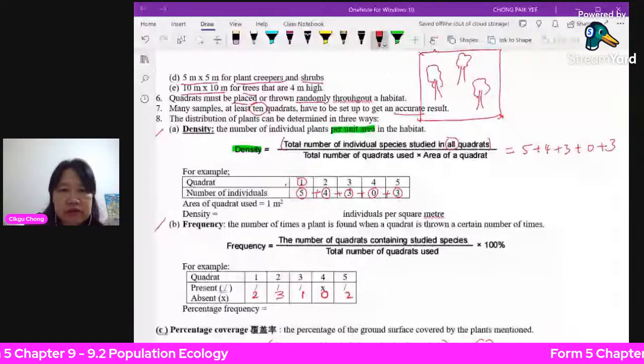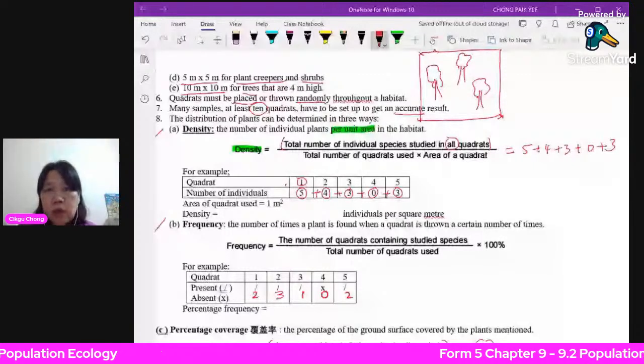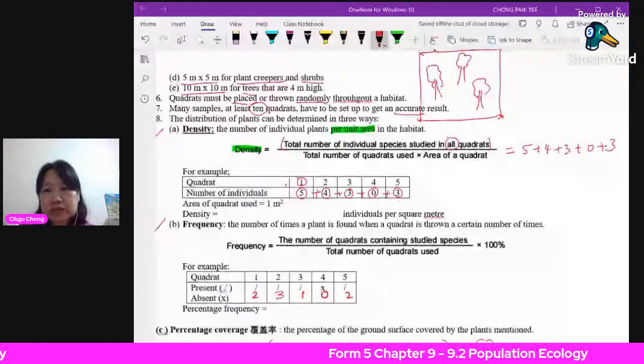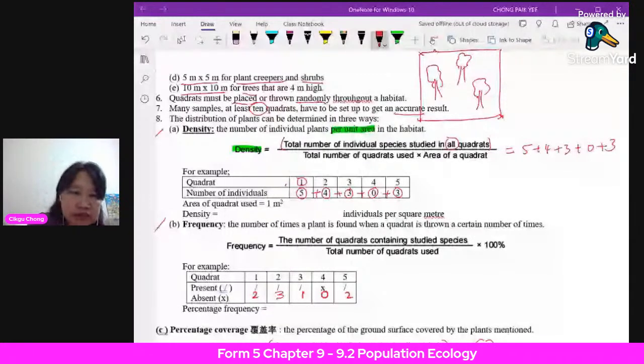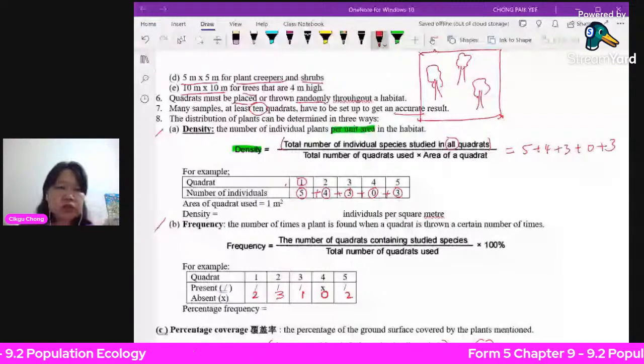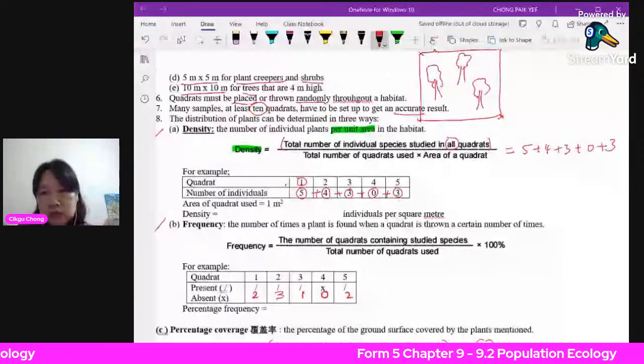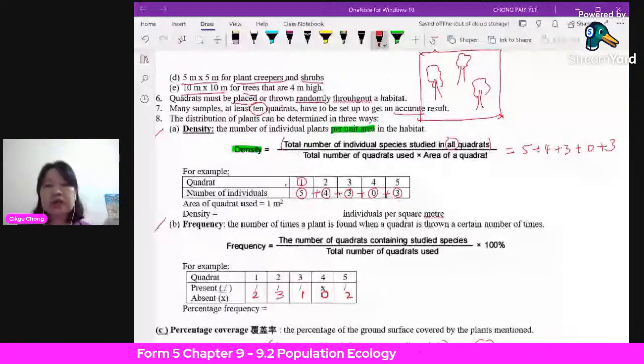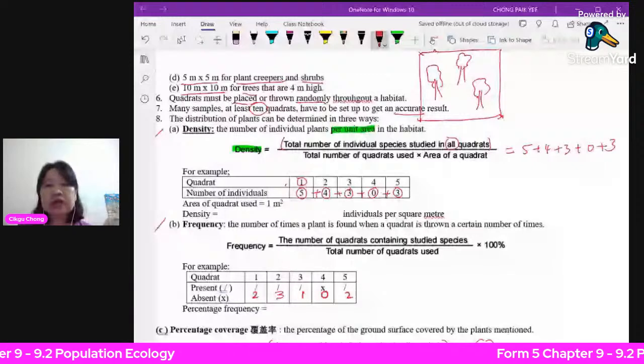So divided by 5. And what is the area of 1 quadrat? The area of 1 quadrat is always given to you. They say each quadrat is 1 meter square. So you times 1 meter square. And we push over to this side. If you add here, 9 plus 3 is 12, 12 plus 3 is 15. 15 divided by 5 times 1 is 3.